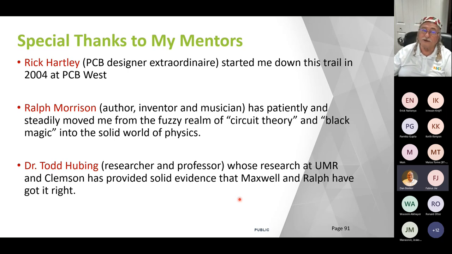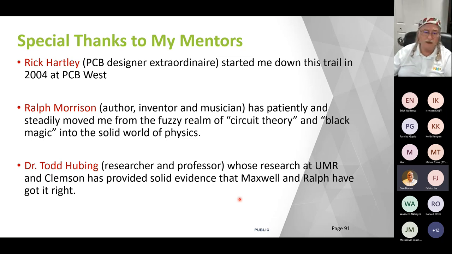As a result of meeting Rick, and a number of very fortunate events, I was able to meet Ralph Morrison, who is the physicist who set me straight. I wish I knew more and could have learned more from Ralph while he was alive. He was 94 and a half when he passed away. He was researching quantum physics because he said there's still some things we don't quite understand, and there's some answers there. And he was still driving, still playing the violin, active to the very last.